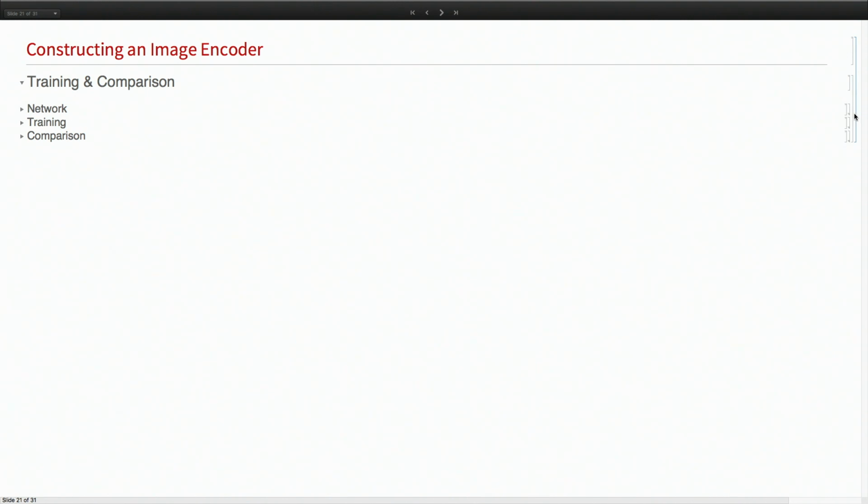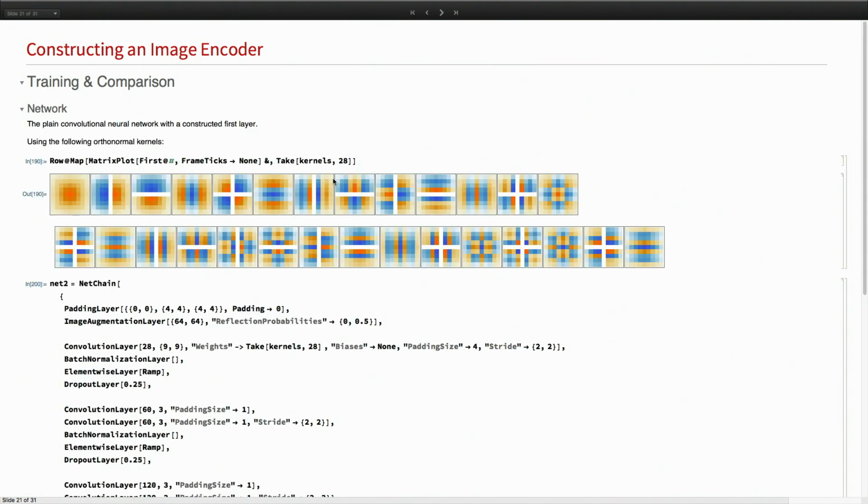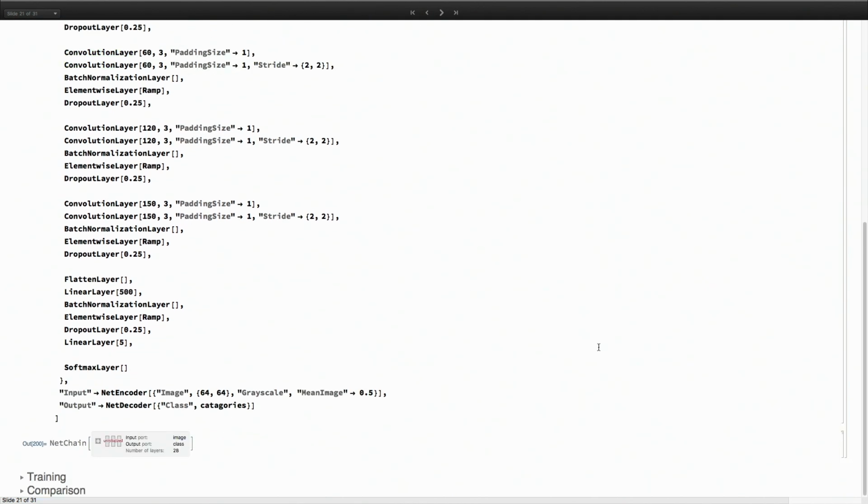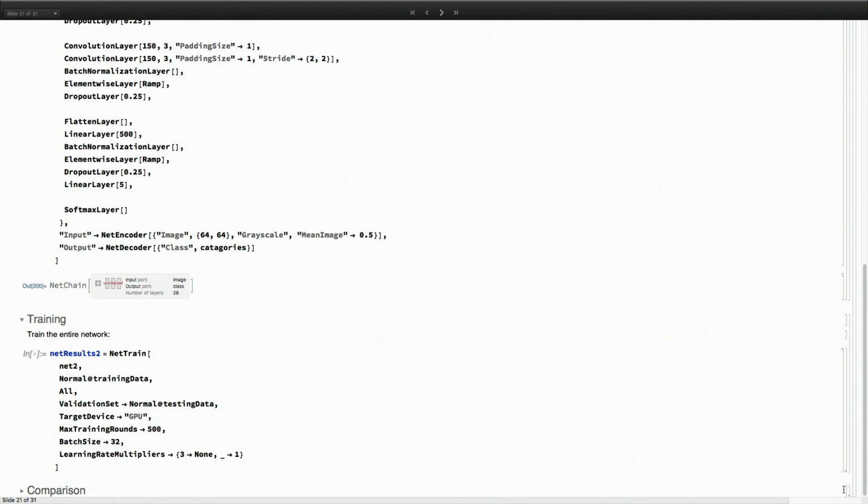But if I plug my constructed receptive fields into the first convolution layer by simply saying, take as weights these kernels, don't add a bias, and just do the very same thing, I can train the whole thing, and it trains nicely. And then I can do the following.